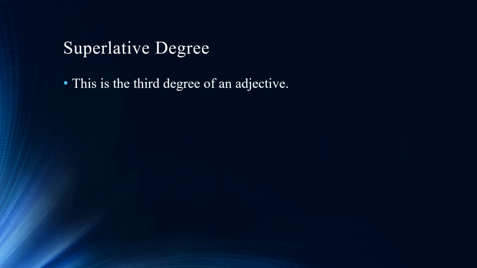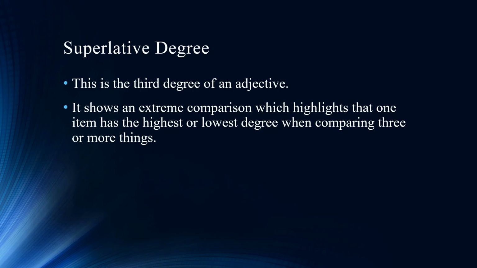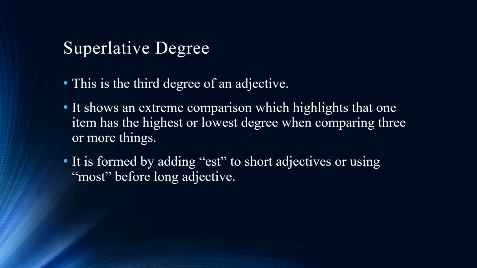Superlative degree. This is the third degree of an adjective. It shows an extreme comparison of things. So you have to keep in mind, in superlative degree, you are comparing three or more things, three or more places, three or more people, three or more ideas. It is formed by adding est to short adjectives or using most before long adjectives. So in superlative degree, we use est with short adjectives and most before long adjectives.